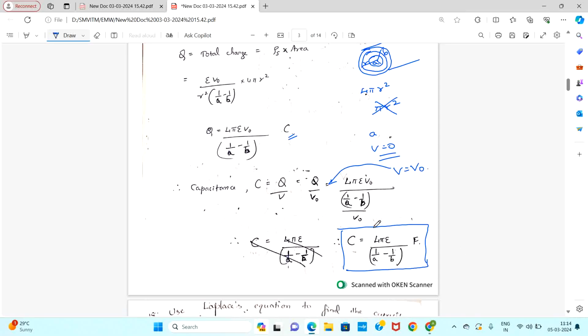Right. So it's very simple. The problem is very simple. First find out V using Laplace or Poisson's equation. From V you find E using this relation, minus del V.